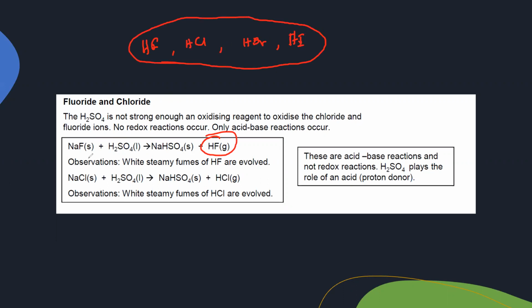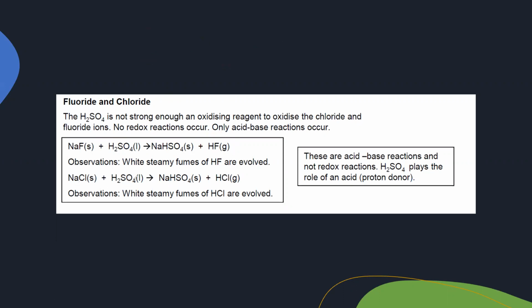The same thing happens if we have sodium chloride and add sulfuric acid. Again, there is no change in oxidation number. If there is no change in oxidation number, it means this is not a redox reaction. It is only an acid-base reaction in which one is donating a proton and another is accepting a proton. Is it clear? The first part. So with fluoride or chloride, it is not a redox reaction.